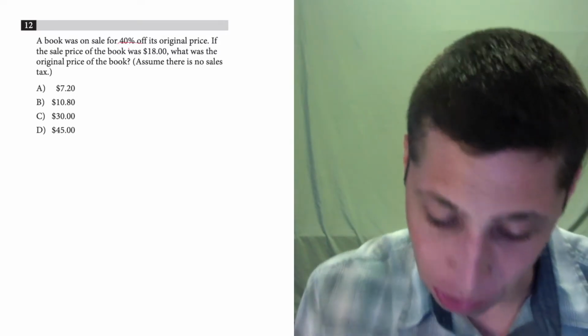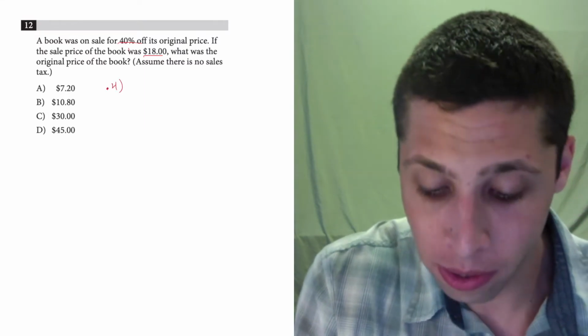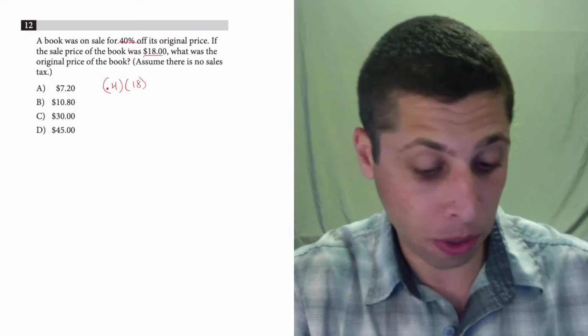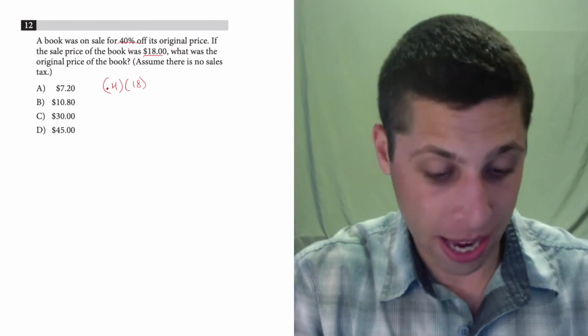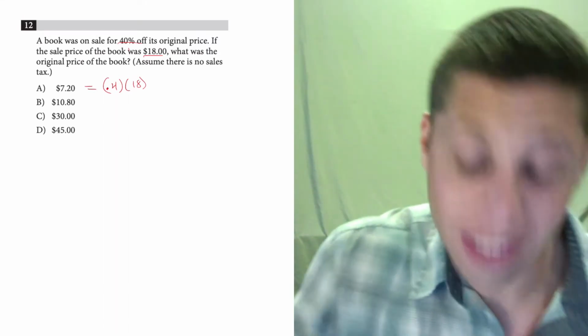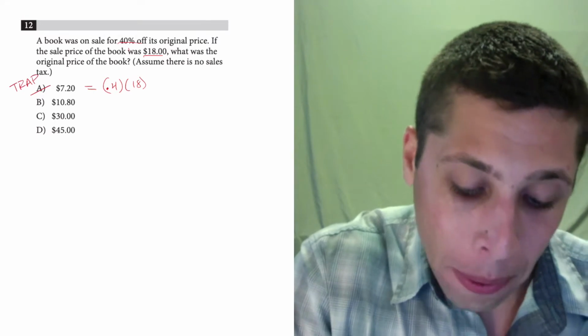They say 40%, they see 18, they do 0.4 times 18. You're going to do that in your calculator, 0.4 times 18, and you're going to get 7.2, which is choice A. But it is wrong. This is a big trap.